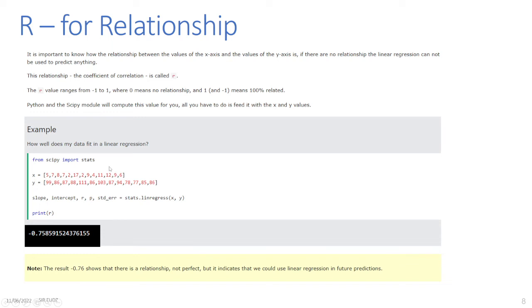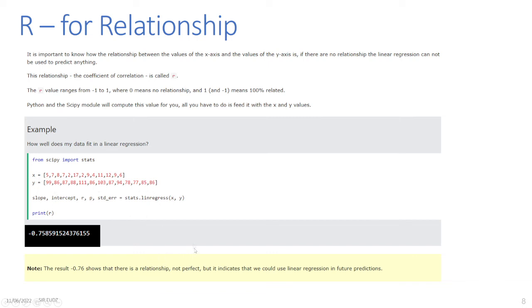We use slope, intercept, so the same function, but here we just print the value of R to determine the relationship. As we have said here, 0 means no relationship and 1 means 100% related. So if we get a value that is almost equal to 1, or equal to 1, then that means we have a good relationship of the two variables. So there's a correlation between the two variables.